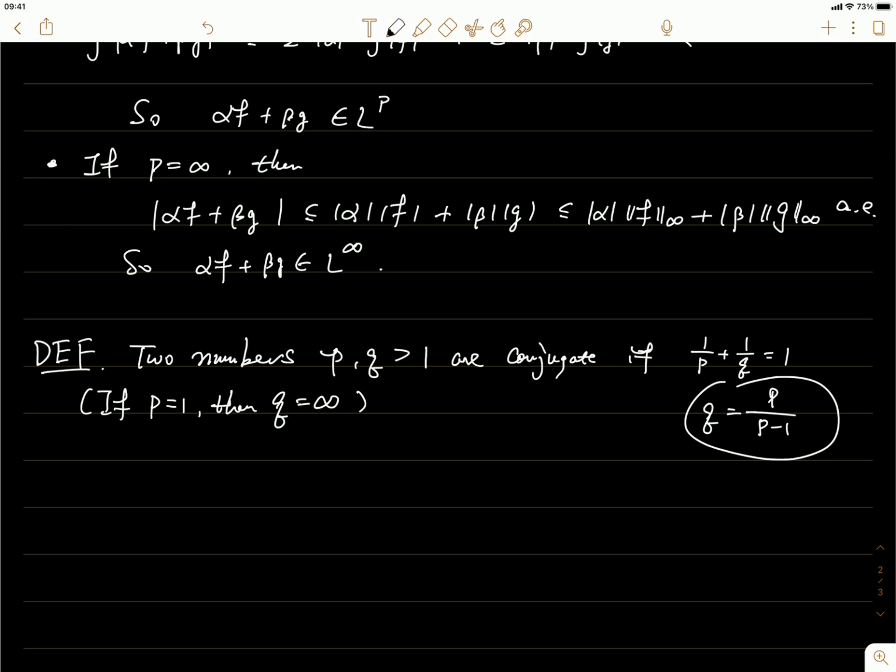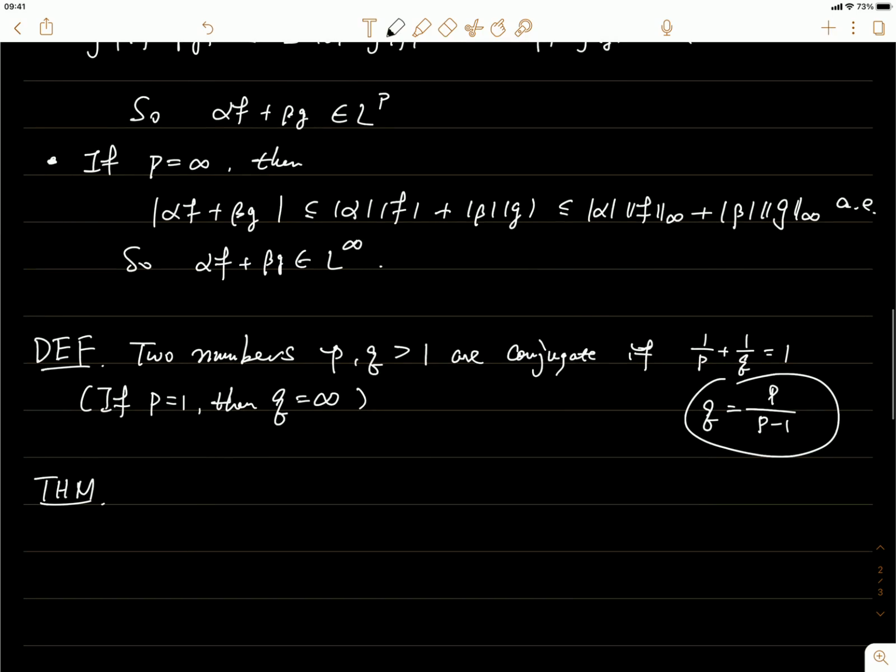Okay, now let's move on to the several inequalities that we need. The first one is called Young's inequality. I have to say that these inequalities are extremely important. They are used not just in analysis, but in many related fields like partial differential equations and functional analysis. Okay, so it's called Young's inequality.